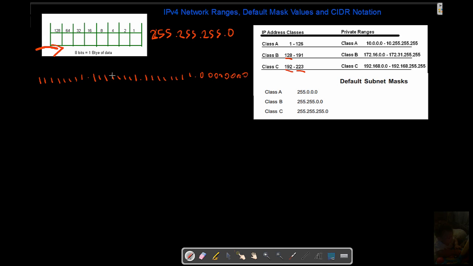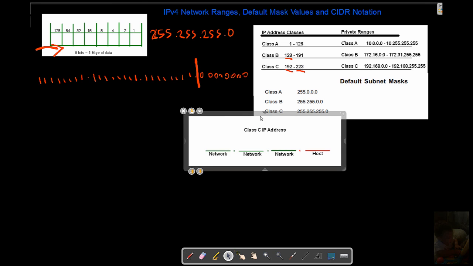We cannot just put a zero somewhere here in the middle. It cannot be 1111110111111. That wouldn't happen, because then where's our division? Our division then gets messed up. Subnet masks build from left to right, and the bit to the right cannot be enabled if the bit to the left is not enabled. There's our division.